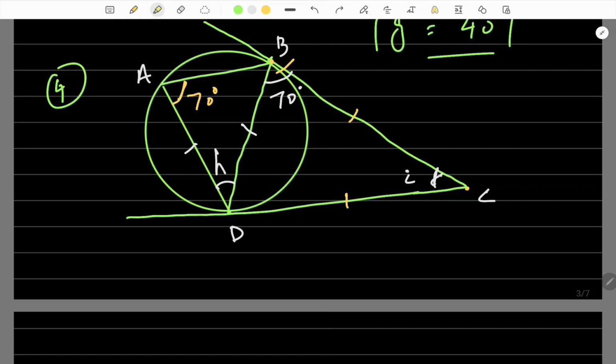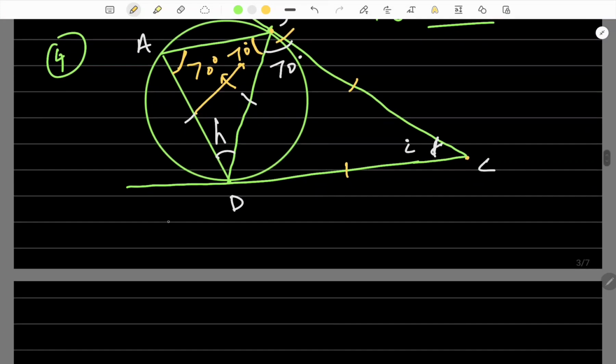How can you find H now? ठीक है, H मुझे बताओ. It's again very simple beta. We can see ADB is an isosceles triangle. Sides are marked. So equal sides के opposite angles are equal. This is 70. So this angle will also be 70. Right beta? So angle H evaluate हो गया.